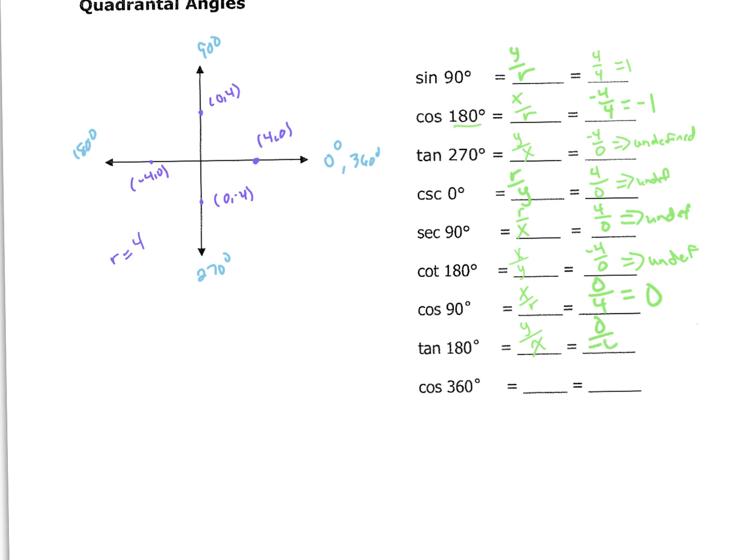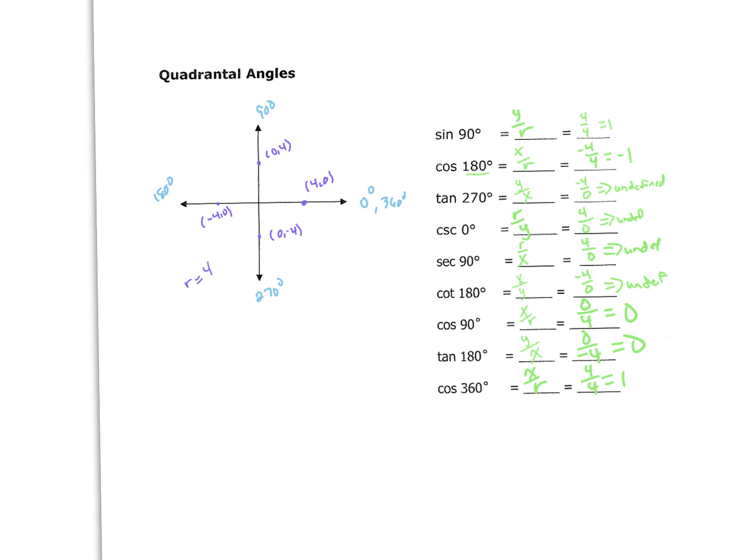0 over negative 4, which, yes, gives us 0. And last one, cosine of 360 degrees. The cosine ratio, Chatham? X over r. X over r. At 360, if we look at the x, what do we get? 4 over 4. So 4 over 4, which is equal to 1. Beautiful. All right. Thank you for waiting.